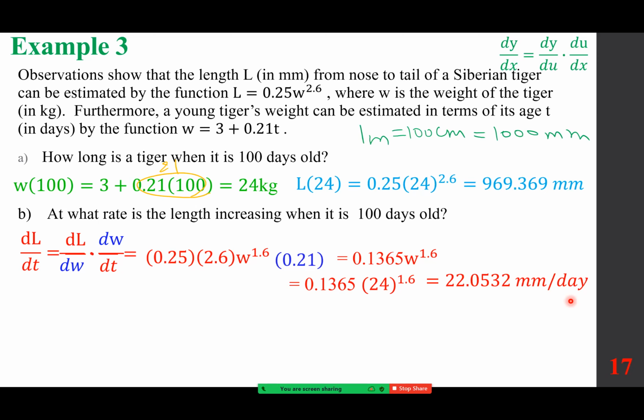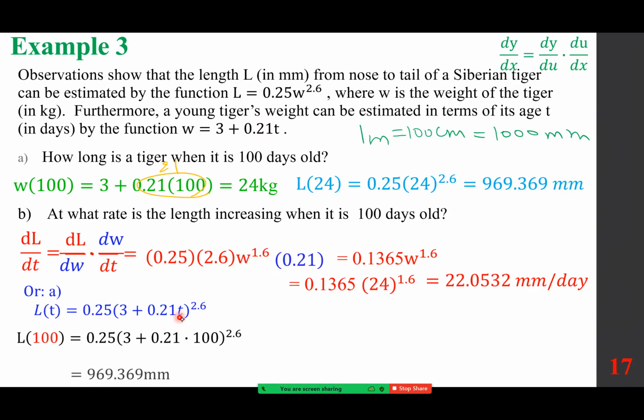I have to find L as a function of t, which means I'm going to replace the W with this expression, 3 plus 0.21 t. Now, this is a function of t. And for part A, all I have to do is replace the t with 100. And if I go through the process, I get exactly the same answer as I got here. But I used the composite function. I found the composite function.